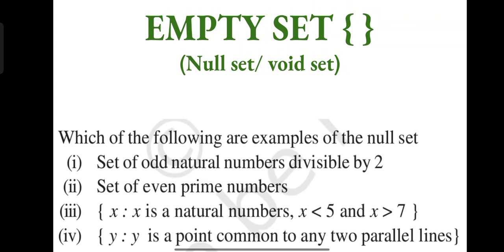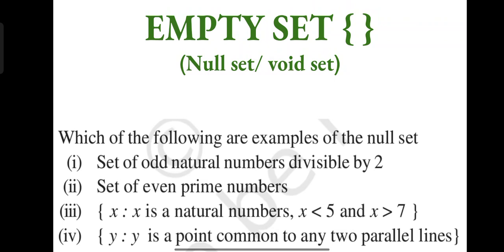And the third and fourth questions are represented in set builder form, isn't it? The first two questions are just sentences, but the third and fourth ones are represented in set builder form. First we have to find whether there exist any elements in roster form. Okay, if there exists any element, it will become a non-empty set, otherwise it will become an empty set, otherwise a null set.